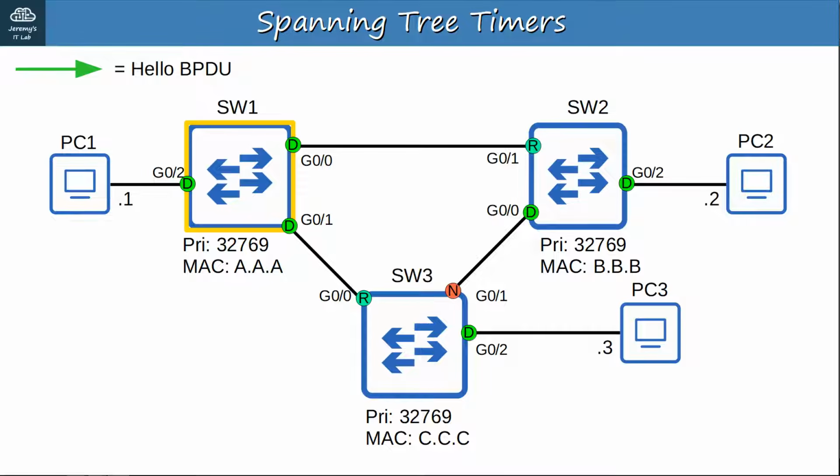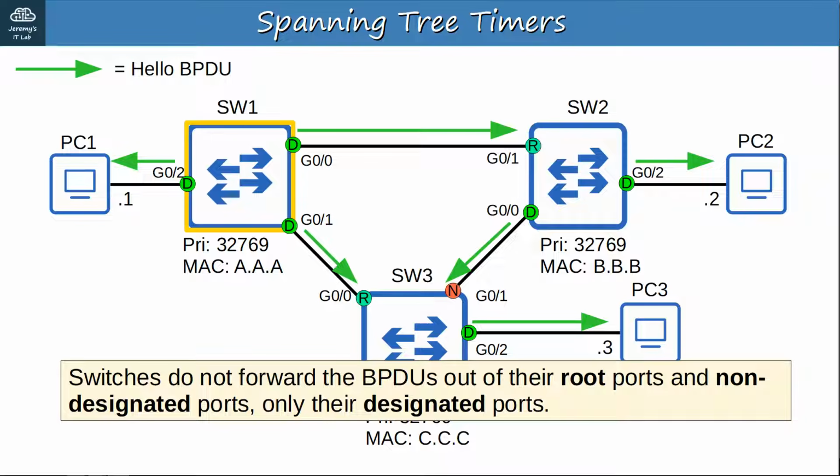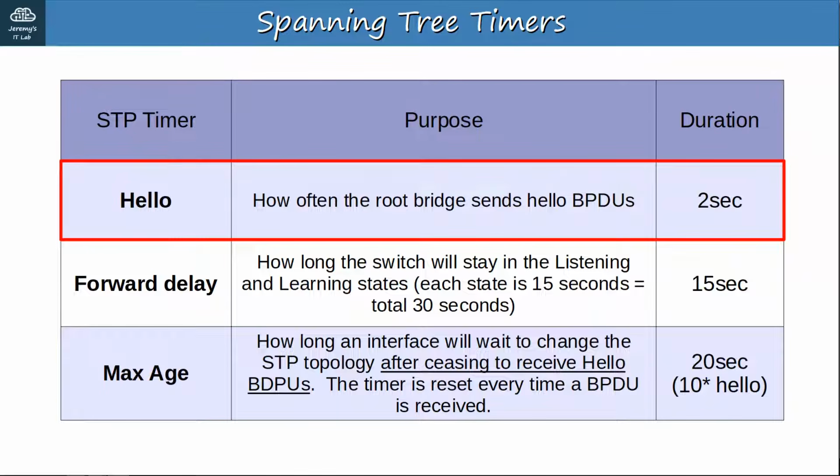However, once the network has converged and all switches and ports are stabilized in their roles, only the root bridge sends BPDUs. Then the other switches will forward these BPDUs on their designated ports, updating information like the root bridge cost, sending bridge ID, sending port ID, etc. Then, 2 seconds later, the root bridge will send BPDUs again, and the other switches will again forward these BPDUs on their designated ports. Note that they do not forward the BPDUs out of their root ports and non-designated ports, only their designated ports. So that's the hello timer.